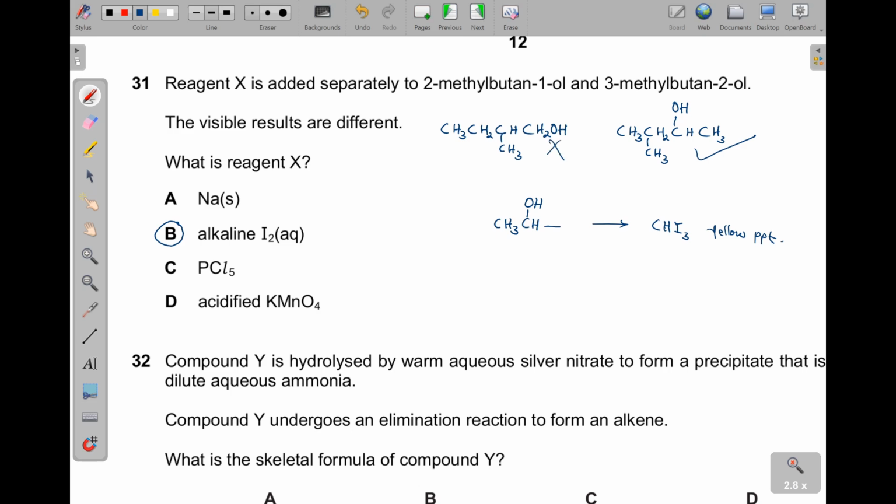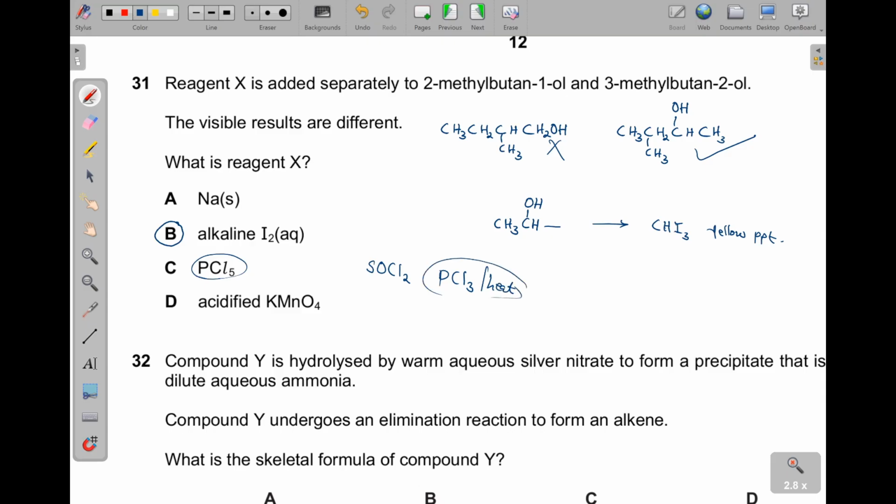Then PCl5, this is a substitution reaction. Alcohols can be converted to chloroalkanes by reacting with PCl5 or thionyl chloride or PCl3, where you have to accompany it with heat.